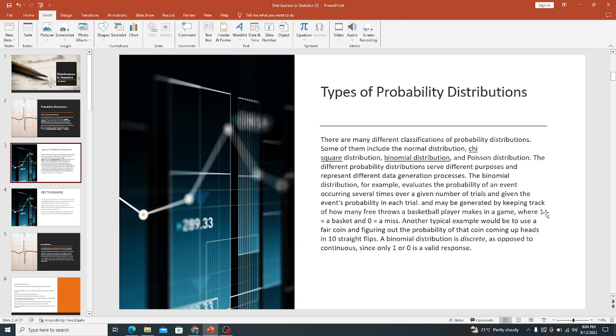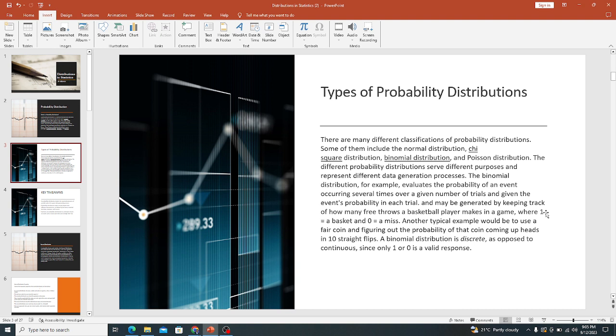In this case, we have only two possible outcomes. It's either a win or a fail, a success or a fail, or yes or no. That's the kind of distribution which models such kind of data. Another example is if you are tossing a coin.